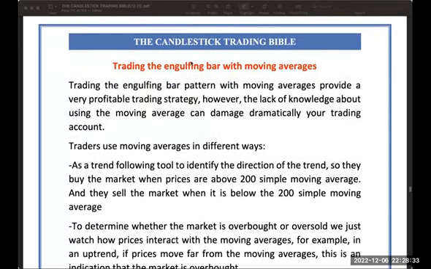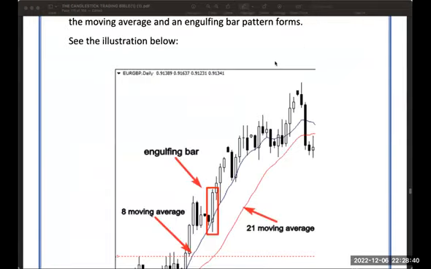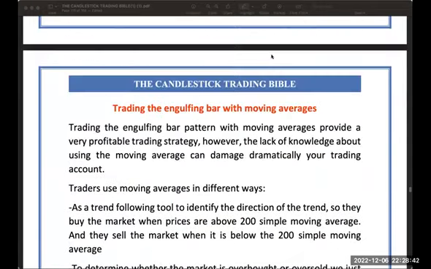Okay, trading the engulfing bar with moving averages. Before we go to the moving averages, let me just go through, then we round up with the actual chart. Trading the engulfing bar pattern with moving averages provides a very profitable trading strategy.